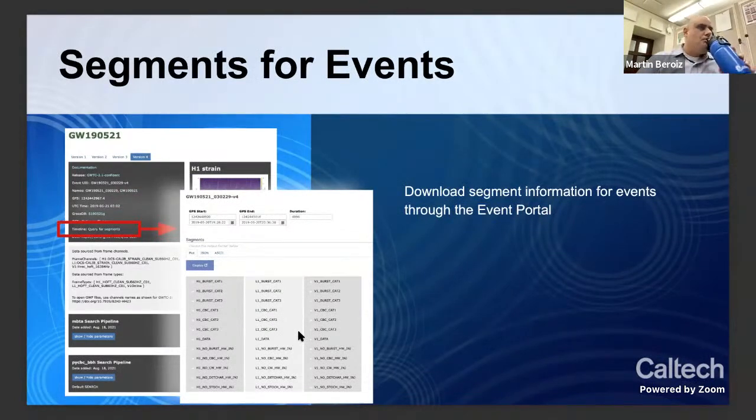I'm going to talk about segments later on, but for now, I would like to point out that you can query for segments from the detail page as well. And that will take you to a page where you can find data quality segment flags for the particular event that is displayed here. And just so you know, you can actually query for segments for a particular event through the event portal. But I will talk about this later on.